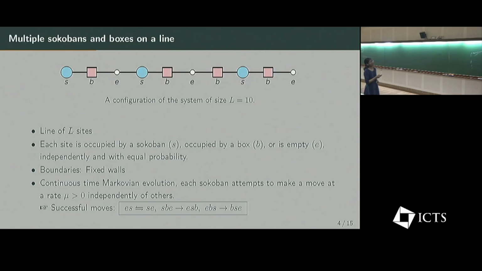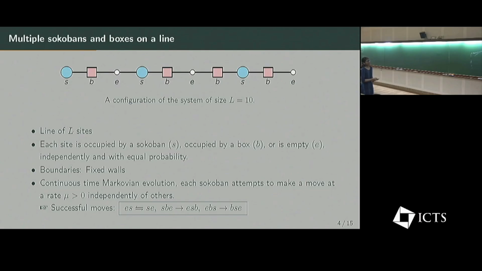So we consider a line of L sites where each site is occupied by a Sokoban, occupied by a box, or is empty, independently and with equal probability. On the outer boundary, we will consider some fixed impenetrable walls so that the Sokoban or box cannot move past these boundary sites. I also consider a continuous time Markovian evolution of the system, where each Sokoban attempts to make a move at some positive rate mu, independent of others.